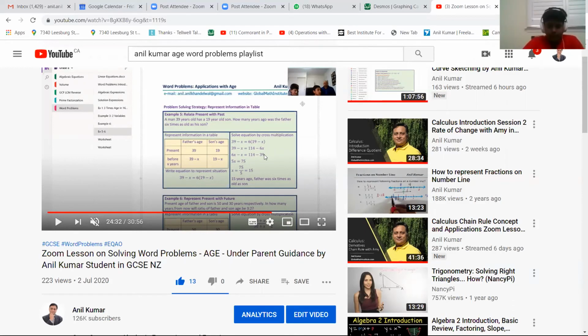And then, you know how to solve it. We will actually add 6x so that we have x's on the left side and the numbers on the right side. And then use your techniques of solving equations to find the answer. Write down your answer clearly that 19 years ago, father was six times as old as his son.